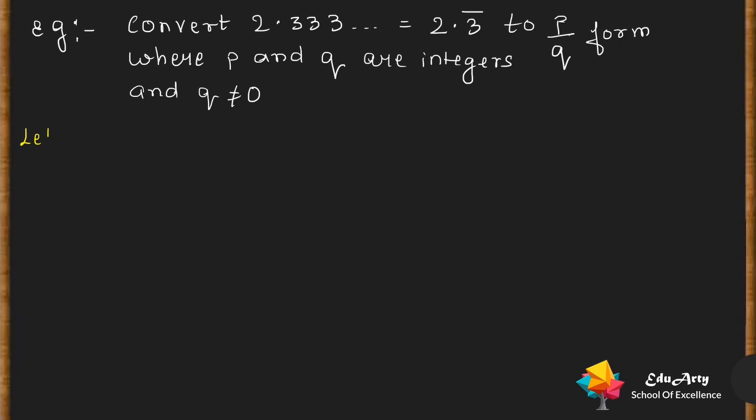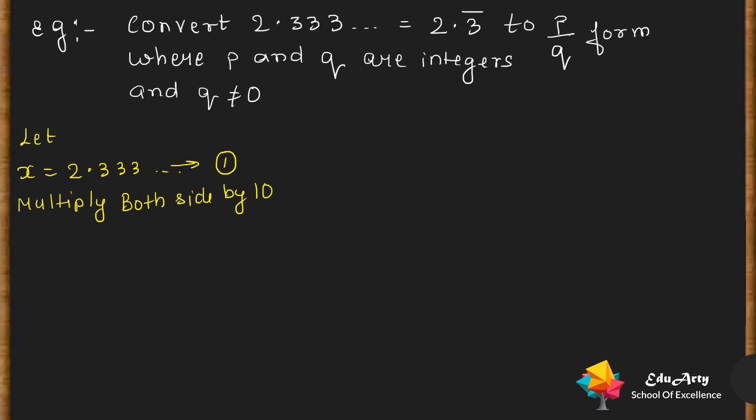Let's say x is equal to the number that we are looking for, which is 2.333. Let us say this is our statement 1, correct? That means now multiply both sides by 10. See what will happen.